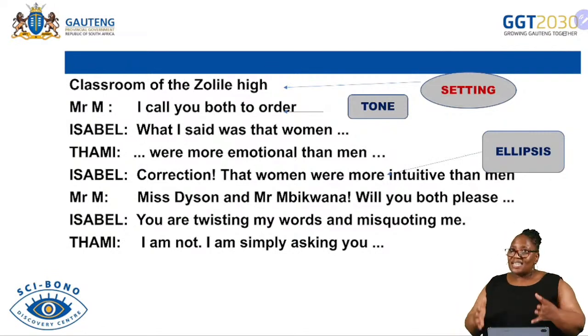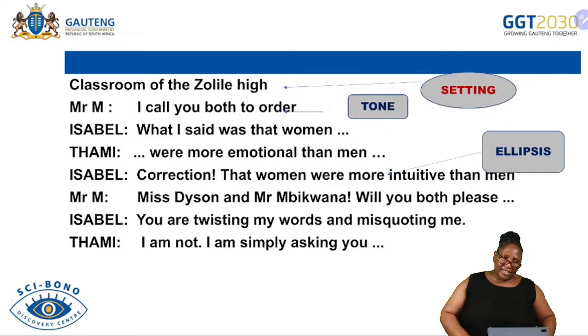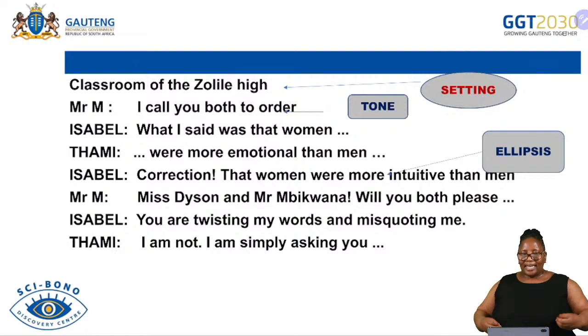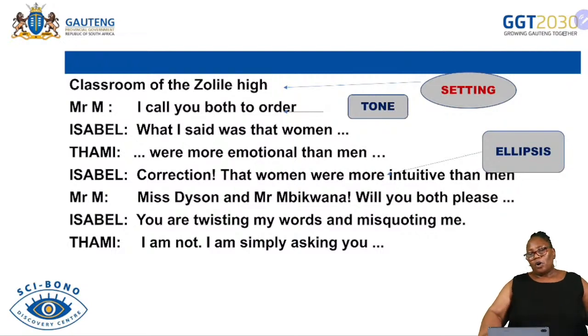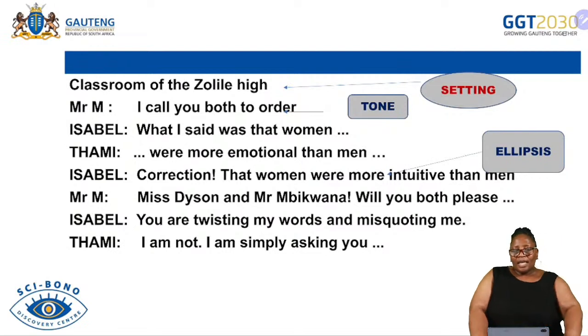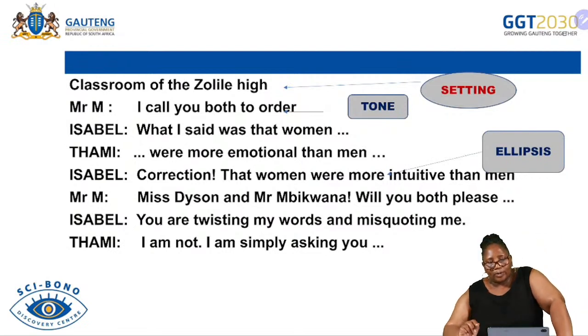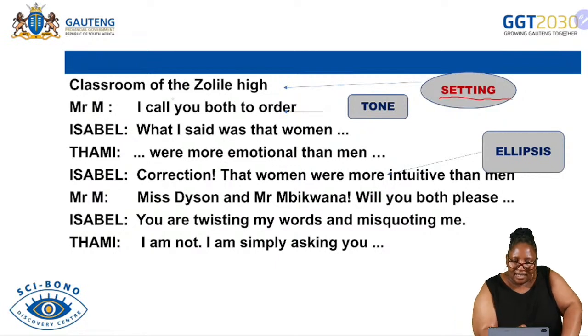So when you read, after you have read for the first time to get the summary of the extract or the page where you were reading, now you have to go into what we call analysis. Setting there. What is setting? Where the story takes place. Where is it taking place? In a classroom of Zolile High.